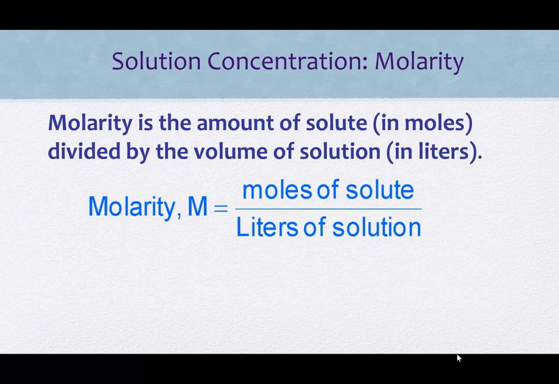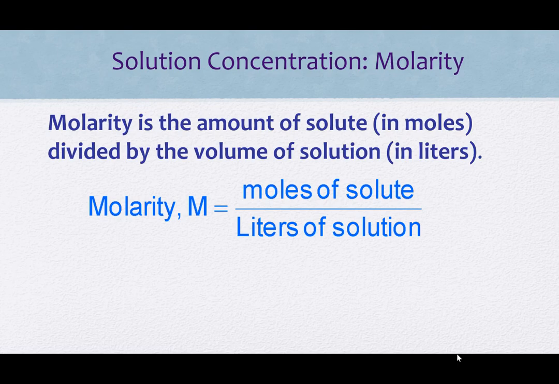Back in Gen Chem 1, we did talk about units for concentration. So you may have seen something like parts per million, parts per billion, percent. But really the one that we focused on was this idea of molarity. So molarity is denoted with a capital M, and it's the moles of solute divided by the volume of solution, and that volume is in liters.